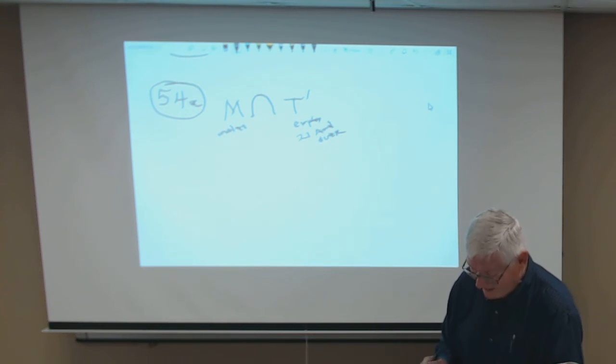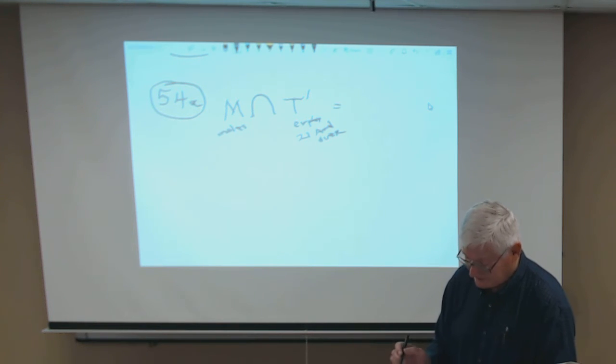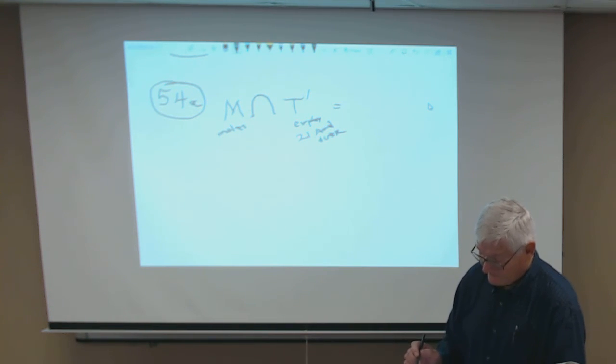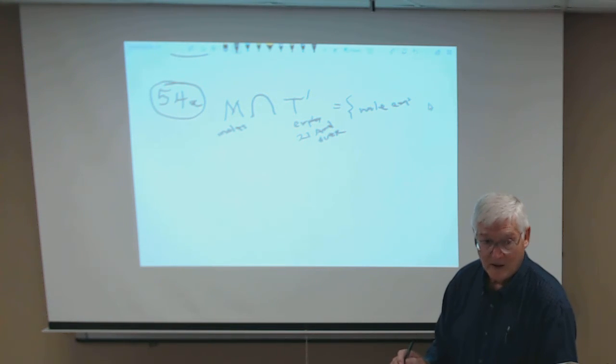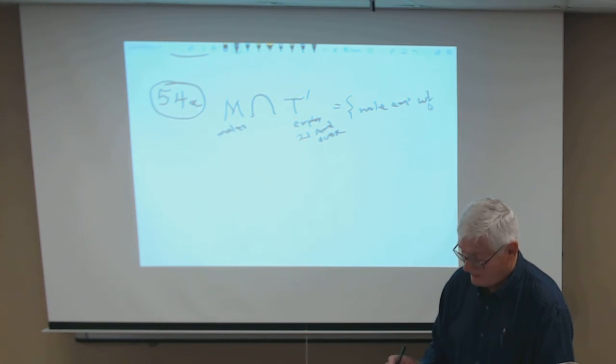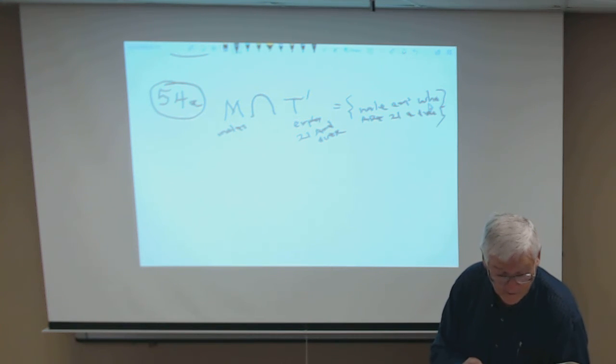Oh, verbally describe. So what would be the verbal description of this? The set of all male employees who are what? 21 and over. Yep, who are 21 and over. There you go. Okay.